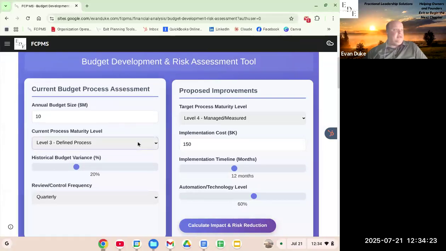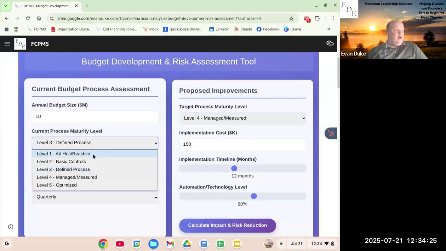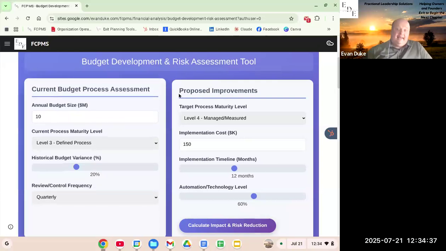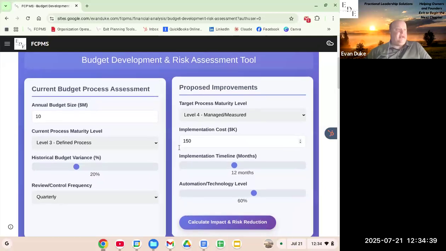And really, what you'll see here is, okay, it's all the way from ad hoc all the way up to optimized. And most likely, there's a good chance that with any business, it's at varying levels, but obviously our goal is to get it up to level 5 where everything is fully optimized.